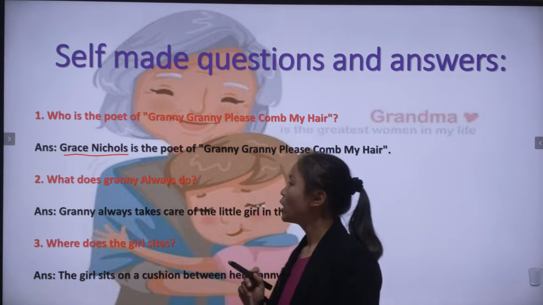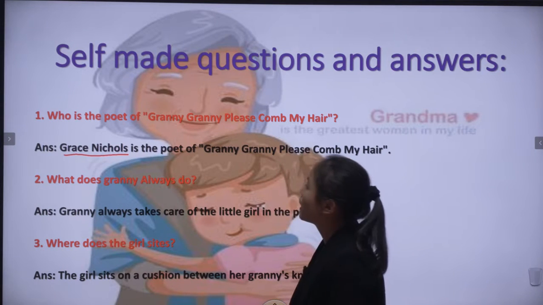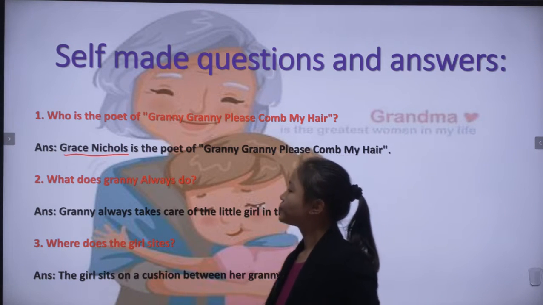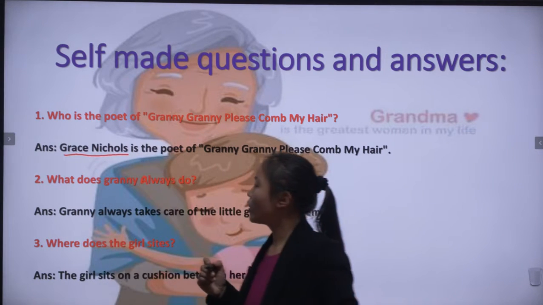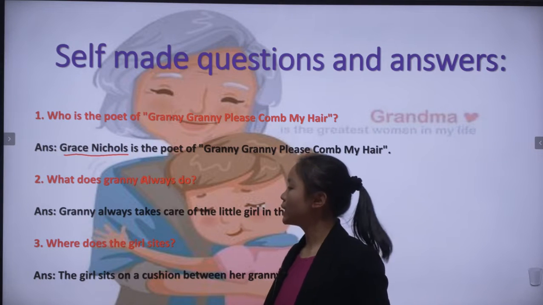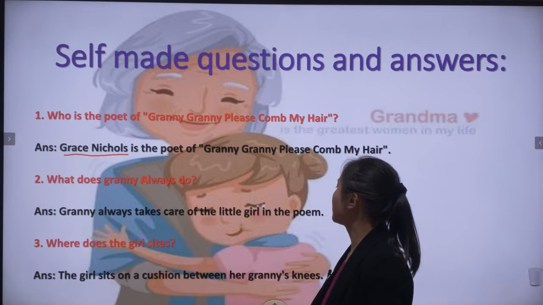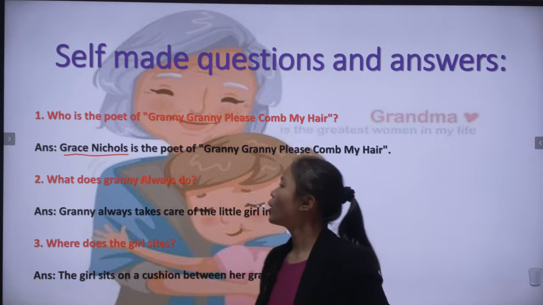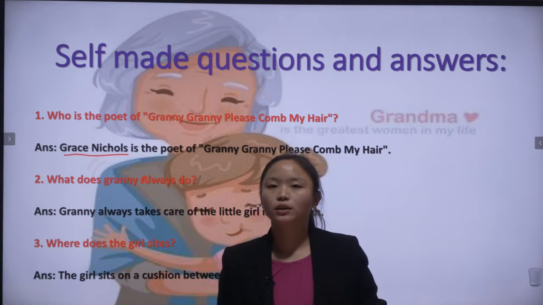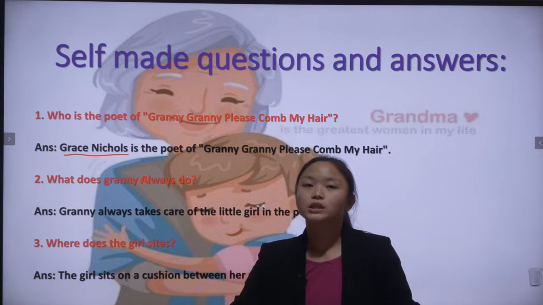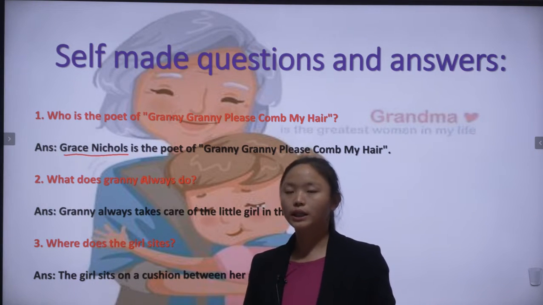Number 2 question, what does Granny always do? वो क्या करती थी Granny? What does Granny always do? Answer is Granny always takes care of the little girl in the poem. In this poem, what does the Granny do? Granny takes care of the little girl, है ना. उसमें छोटी सी जो लड़की है उसे क्या करती है? Granny उसका ख्याल रखती है.